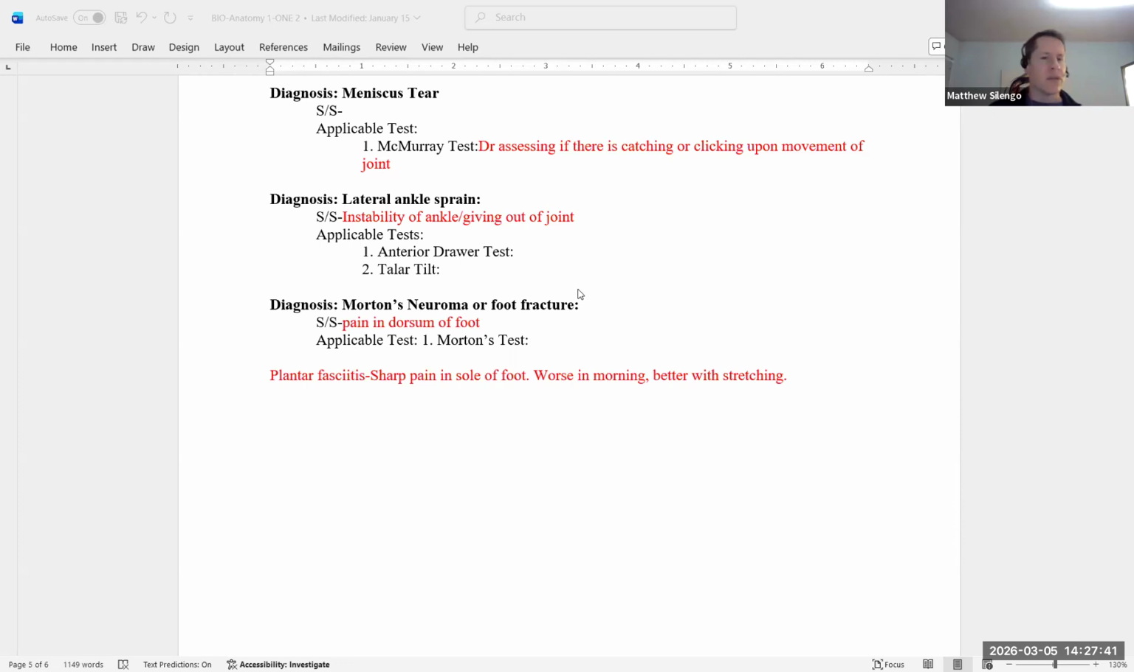And the test that you do is what they call McMurray's test. This is where you, as the examiner, pick up the lower extremity, you support the femur and the tibia, and you move those bones in circular motions, just trying to go through all planes of motion. And you are assessing whether you feel any kind of catching or clicking. And if so, that would indicate a meniscus tear. It would be a positive McMurray test indicating meniscus tear.